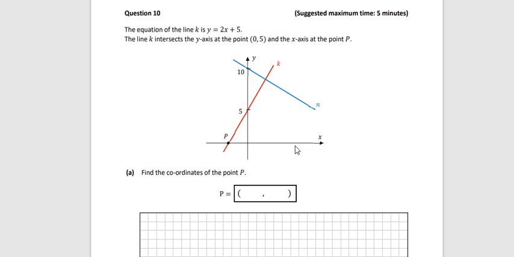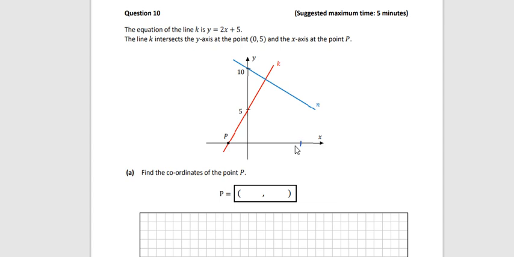Hi folks, this is question 10. We need to find the coordinates of P here. P obviously is the place that it cuts the x-axis. So everywhere along the x-axis, the points are zero. Sorry, the y-coordinates are zero.